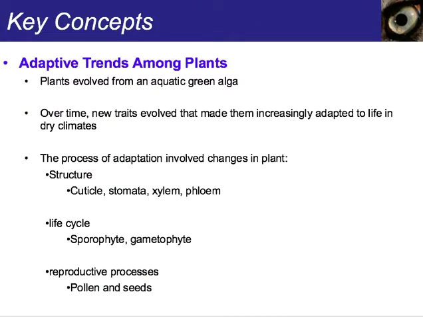So, key concepts. There are adaptive trends among plants. Plants evolved from an aquatic green algae, which was a protist, and over time, new traits evolved that made them increasingly adapted to life in dry climates. You need to know that the process of adaptation included changes in plant structure, including the cuticle, the stomata, the xylem, and the phloem, and their life cycle, where they release their pollen and their seeds into the air.